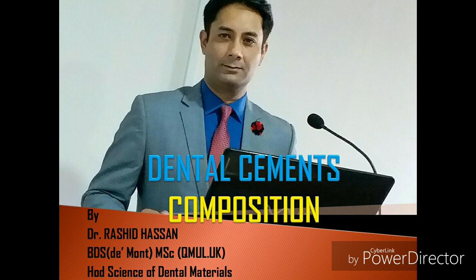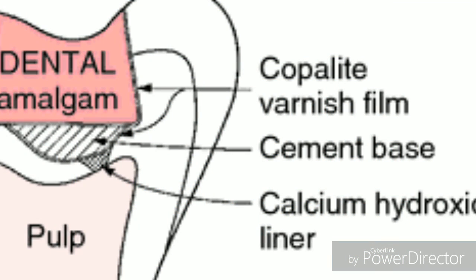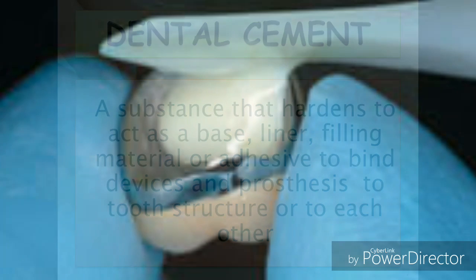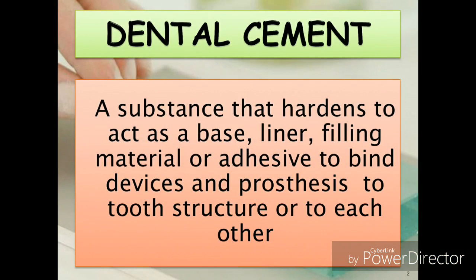Well, basically I am going to talk about the basic composition of a few of the dental cements, which will be a combination of different powder and liquid system to make it easier to understand and recall. Well, dental cement is a substance that hardens to act as a liner, base, as a varnish, or as a luting material for the cementation of different prostheses, either with the tooth structure or with each other. So it can be used for a variety of applications in clinical dentistry.